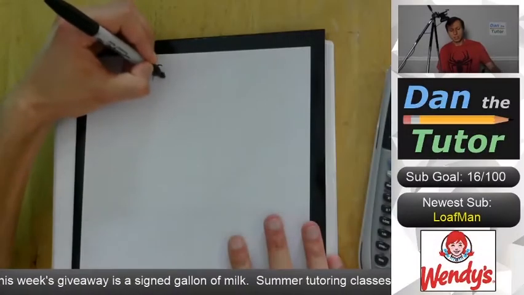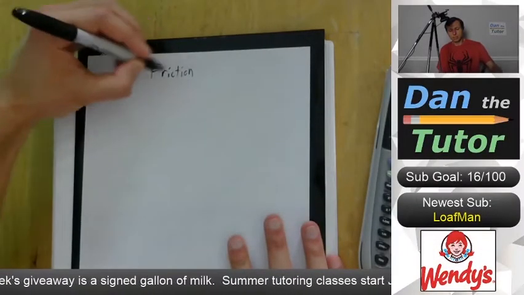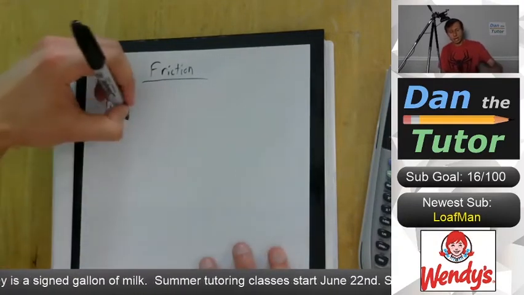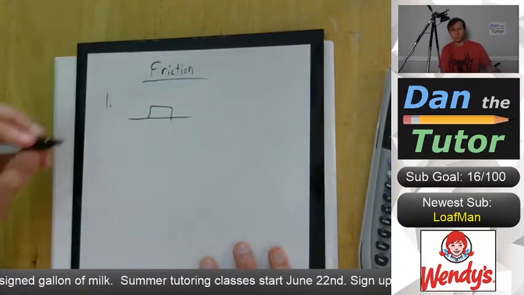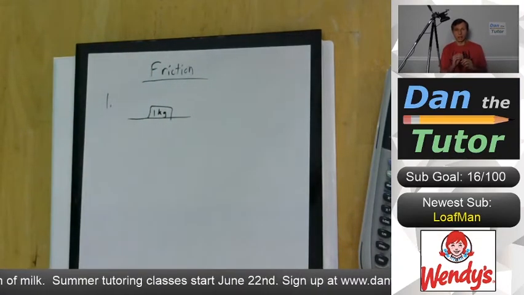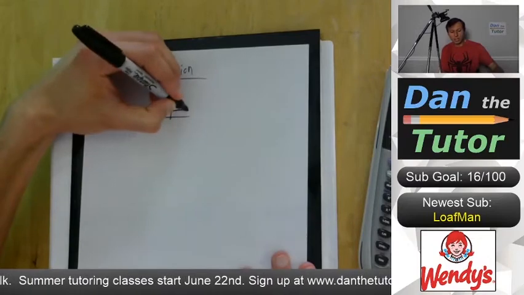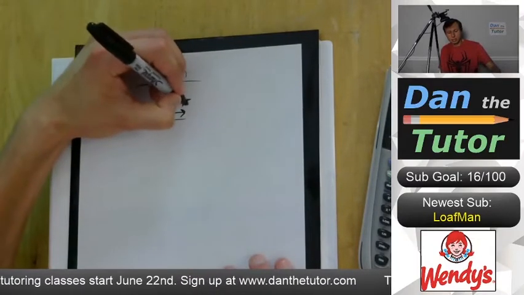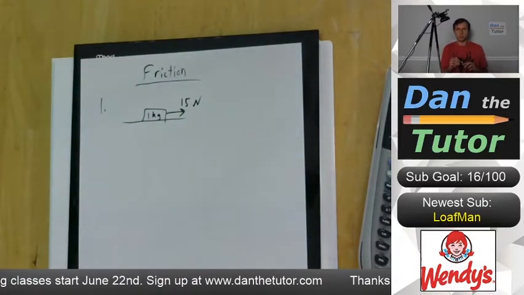So now let's look at some example problems involving friction. Here's the first one. Let's say I'm pulling a box across the floor with mass 1 kilogram, and I am pulling at it with a force of 15 newtons across the floor.